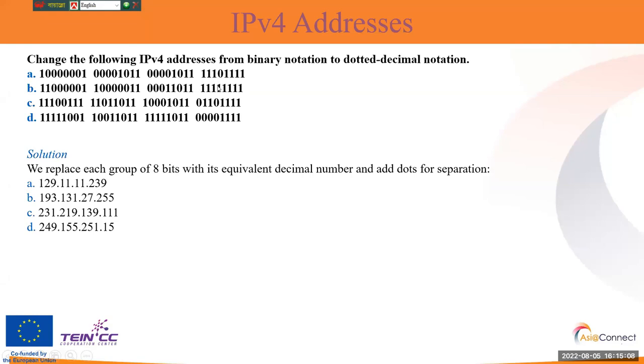Just subtract it. The total of all 8 bits is 255, then you can just subtract the zero positional values. The zero positional value means 16. So 255 minus 16, then you can easily convert it. So the answer is 129.11.11.239. Do you understand or not? In this way you can convert it.